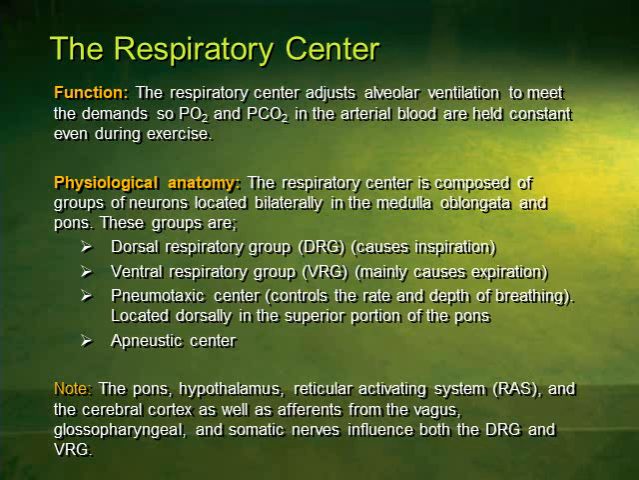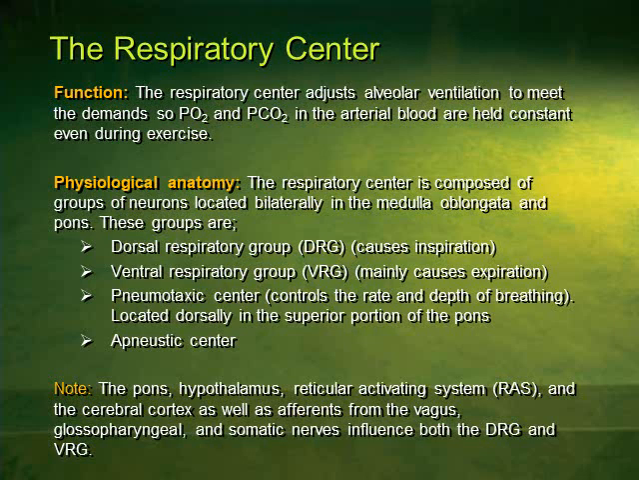We will understand later how that works. This group is located dorsally in the superior portion of the pons. The last group of the collection is the apneustic center. The apneustic center really is in the inferior or lower portion of the pons. Its function in the human being is questionable.